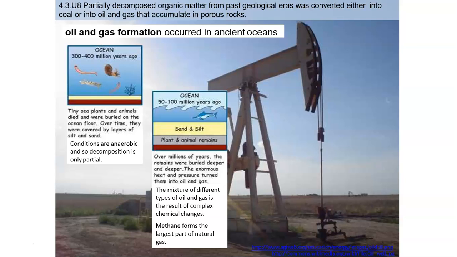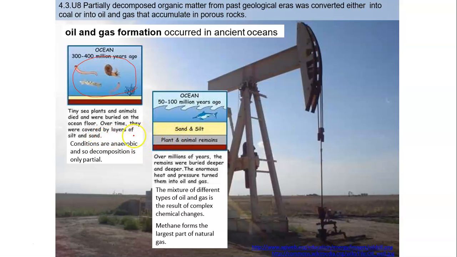Right, the next topic is oil and gas formation, which is related to peat formation. Oil and gas formation occurred in ancient oceans. If you look at the ocean 300 to 400 million years ago, there were a lot of different types of sea plants and animals, and once they died, they were buried on the ocean floor, and over time they were covered by layers of silt and sand.